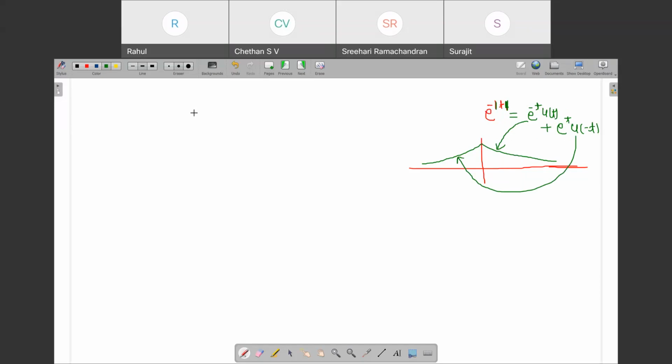Now let's calculate the Laplace transform of these two cases. For the first case, we have already calculated the Laplace transform of the first term. We have e to the power minus t u of t. The Laplace transform of this will be 1 by s plus 1, and the ROC will be real part of s greater than minus 1. So this is what we got for the first one.